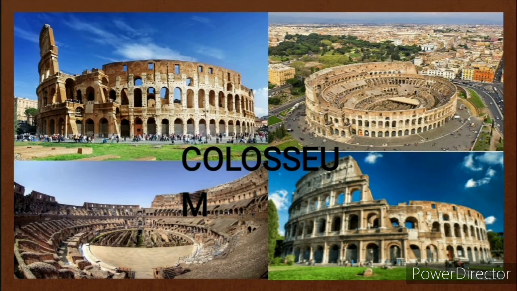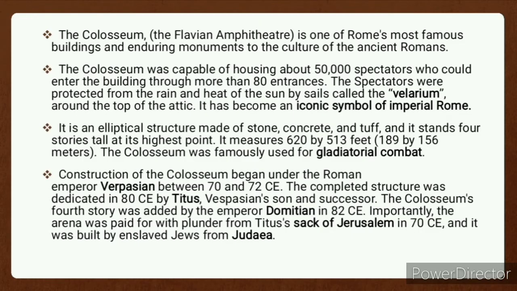Next is the Colosseum or the Flavian Amphitheater. It is one of Rome's most famous buildings and enduring monuments to the culture of the ancient Romans. It was capable of housing about 50,000 spectators that could enter the building through more than 80 entrances. The spectators were protected from the rain and heat by sails called the velarium around the top of the attic, and it became an iconic symbol of Imperial Rome.